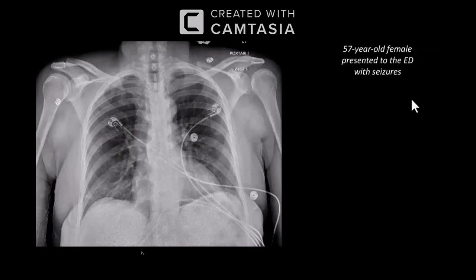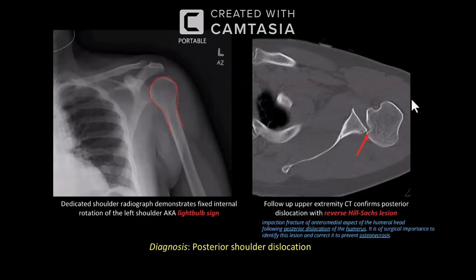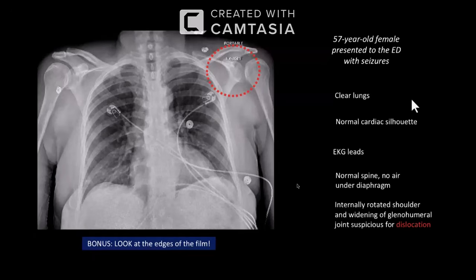Thank you. Okay. So yes, pretty good description. So what you see here is an internally rotated shoulder, and there's widening of the glenohumeral joint, which is typical of a dislocation. And the rest of the lung parenchyma appears normal. There are no other bony pathologies, and there are no other fractures. And yes, the patient needs an MR brain for the seizure evaluation.